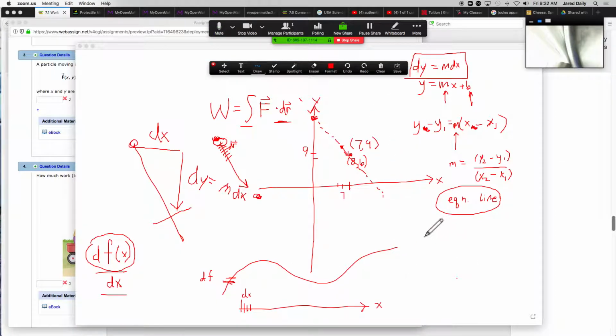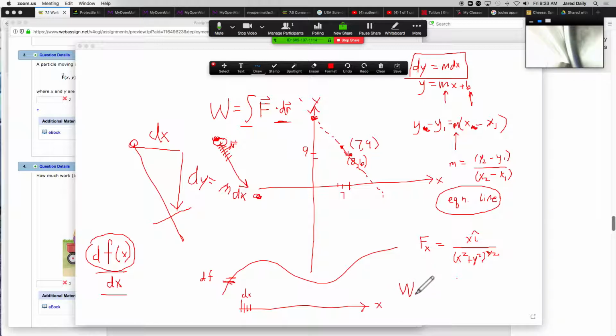The x part of the force, or the x component of the force, looks like x times i hat over x squared plus y squared to the 3/2 power. That is the x part.